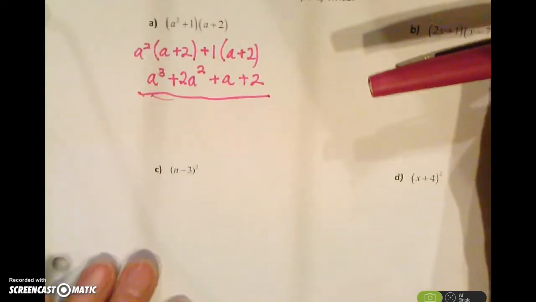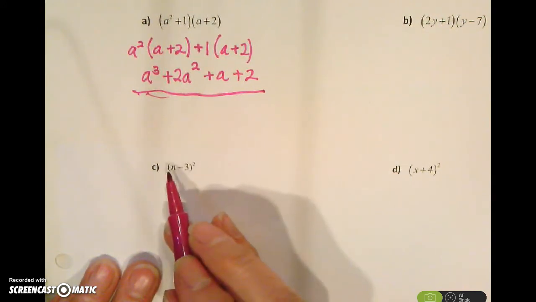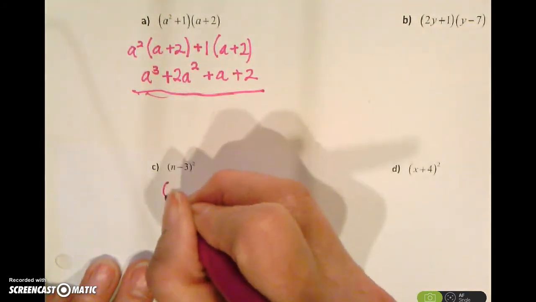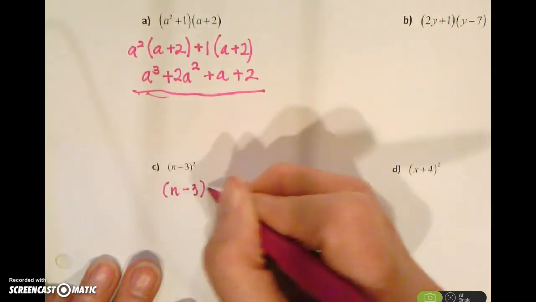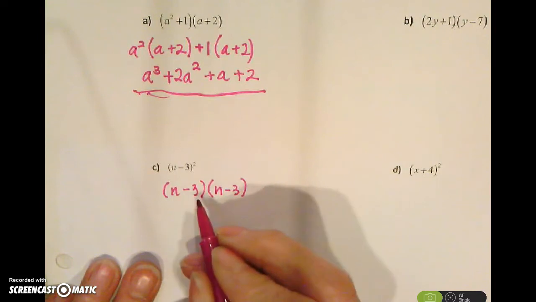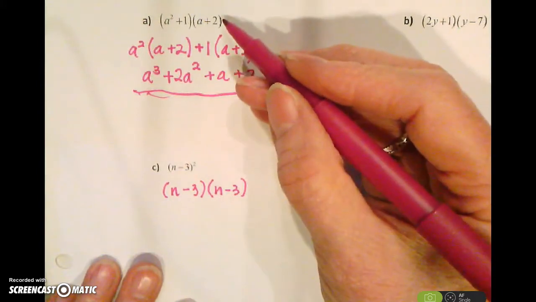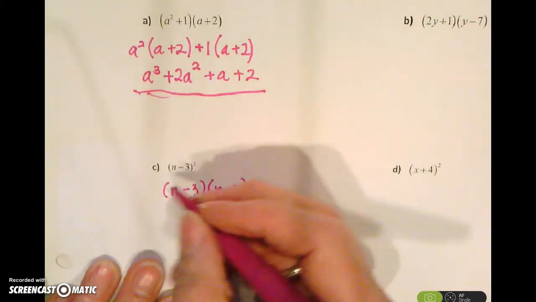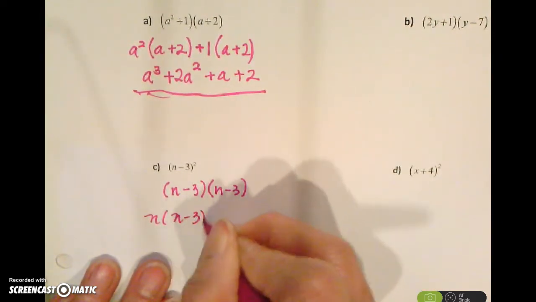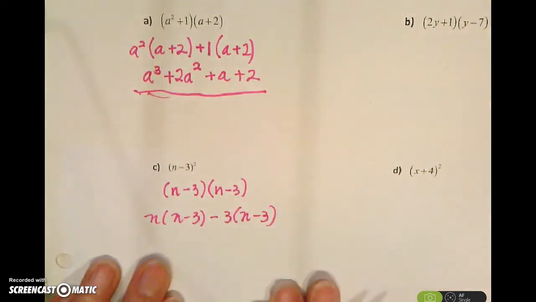I'm going to drop down and look at this one right below it, where I have n minus 3 to the second power. So remember that whenever we expand a power like this, we take that parentheses, n minus 3, and multiply it times itself. So this is the parentheses n minus 3 squared, so n minus 3 times n minus 3. So now this looks like a binomial times a binomial. So we're going to double distribute and do n times n minus 3, then a minus 3 times n minus 3.